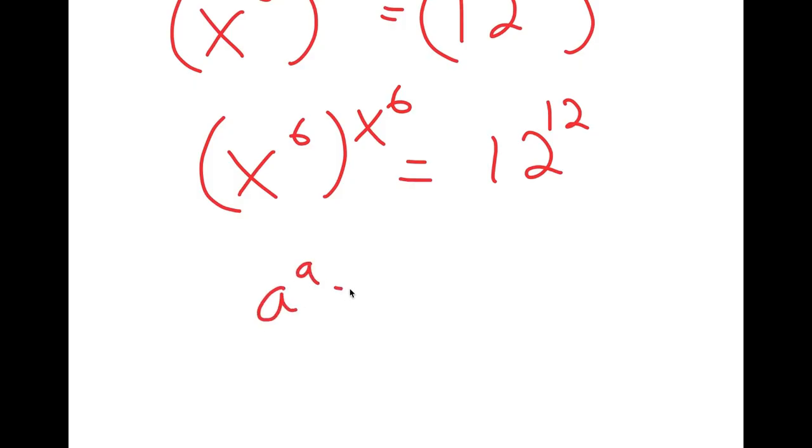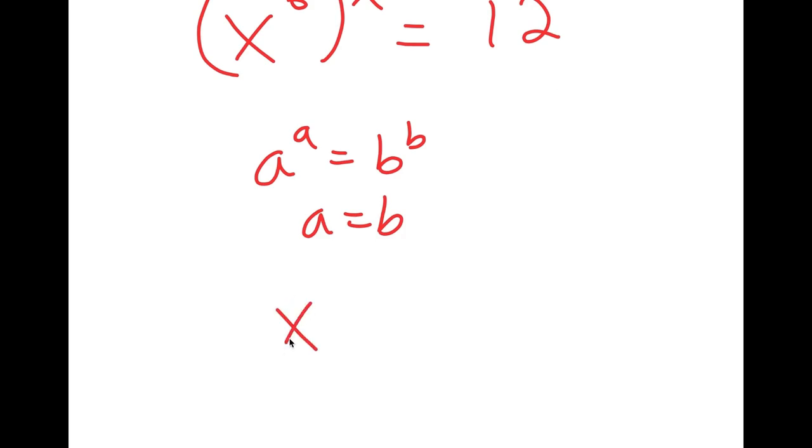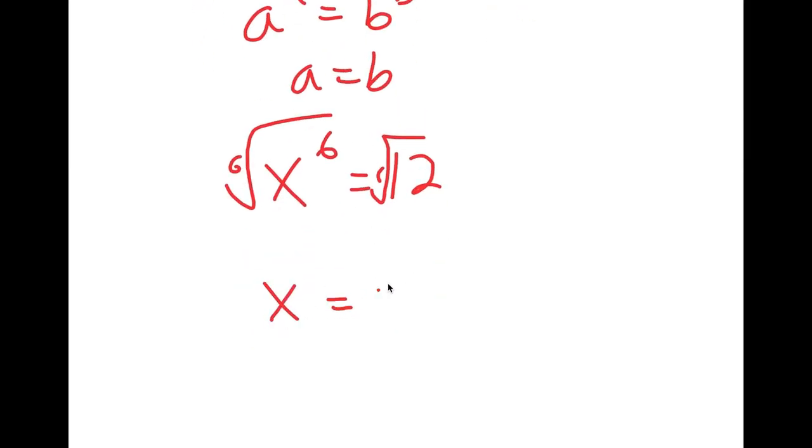And if I have something in the form a to the power of a is equal to b to the power of b, this means that a equals b. So in this case, x to the power of 6 is equal to 12, and if I take the 6th root on both sides, I get x is equal to the 6th root of 12, and this is positive or negative.